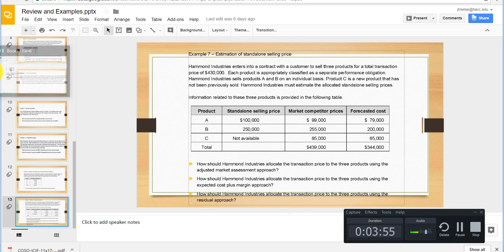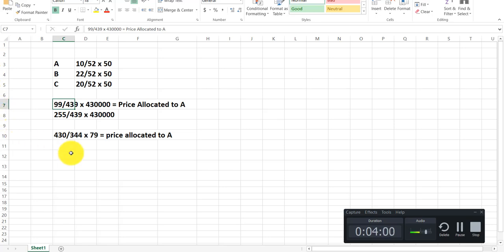So in this situation, we have a total cost of $344 and a total price of $430. So the way to think about that is we take this total price, we divide it by the total cost, we get a ratio, and we multiply that by the cost of a particular one of the individual products. So in this case, A, 79, that would give us our price allocated to A. We do the same thing with B, and we take 430 divided by 344, multiplied by the cost of B to get the price allocated to B, and then do the same for C.